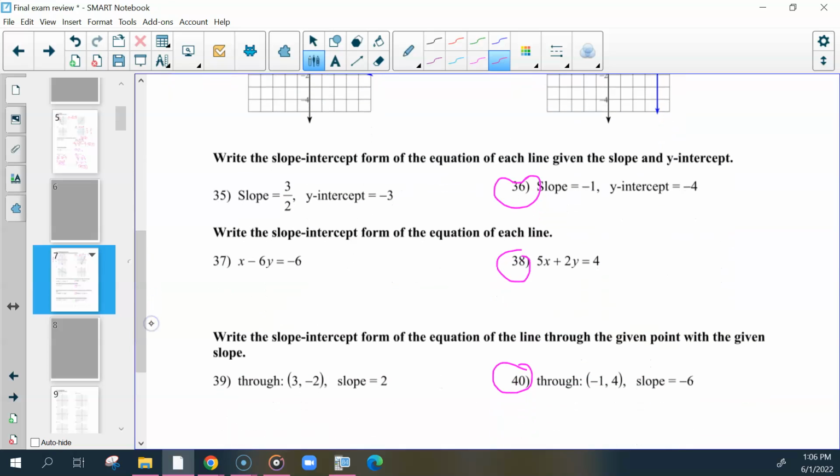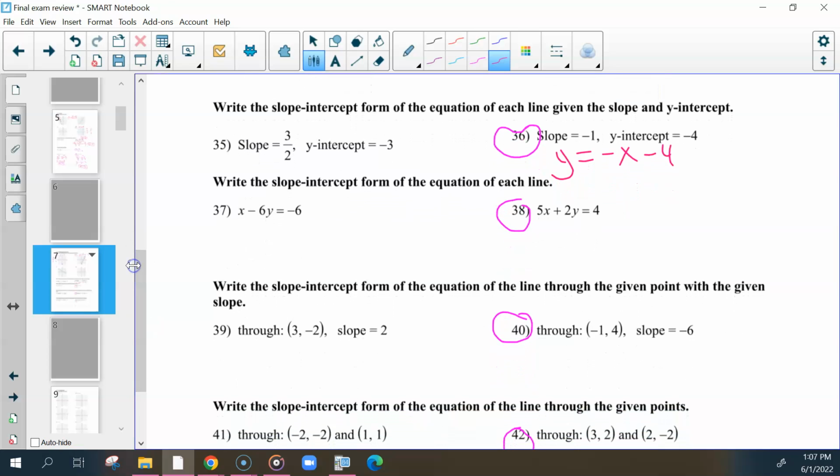For the next section, number 36, you are given your slope and y-intercept, so you just have to write those two together in your slope-intercept form. So this would be y equals -1x, or just -x, minus 4. For that one, there's no real work for you to do, you just have to put them together in the right order. Any questions on that one?